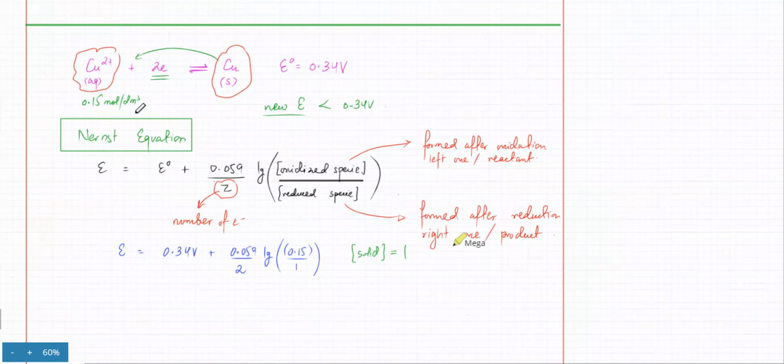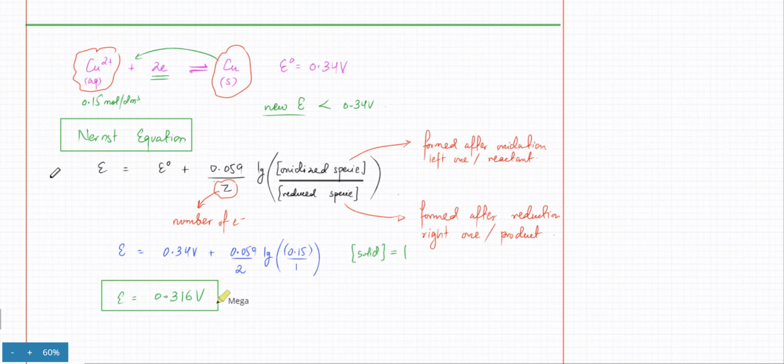So doing this on my calculator now, it's going to be 0.34 plus 0.059 divided by 2, and then again multiplied by log of 0.15, and I get 0.315 or 0.316 volts. So the E I'm getting is 0.316 volts.